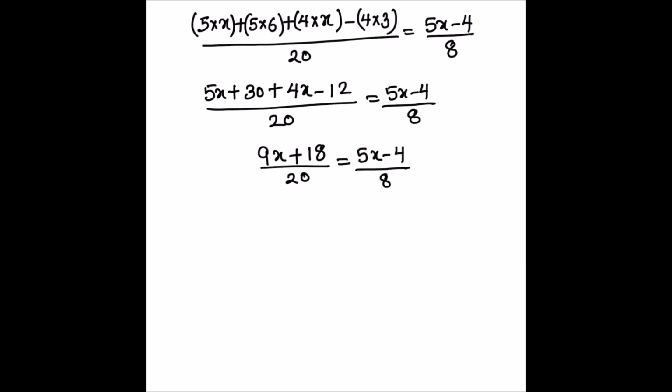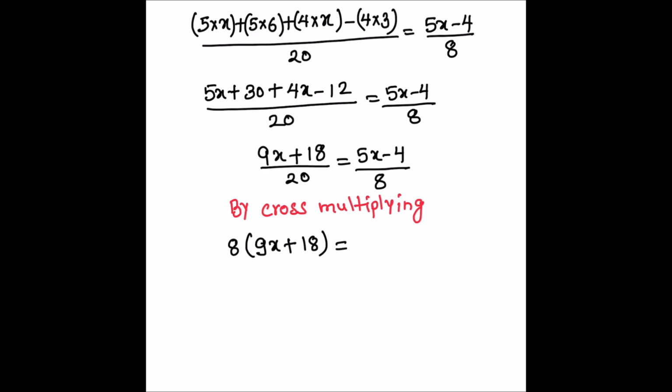Now we have two fractions and an equal sign in between, so we can cross multiply the two fractions. So by cross multiplying, we'll have 9x plus 18, where the numerator here is multiplied by 8, the denominator of the other fraction, and here the numerator, which is 5x minus 4, is multiplied by the denominator of the other fraction, 20.